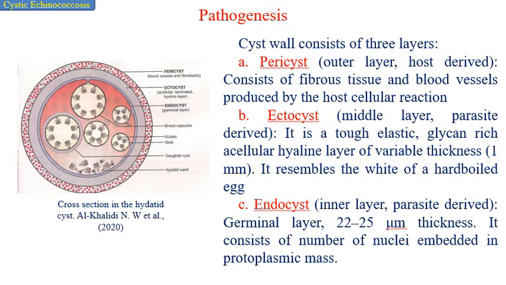Endocyst is the inner layer. Parasite derived germinal layer measures about 22-25 nanometers in thickness. It consists of a number of nuclei embedded in protoplasmic mass.